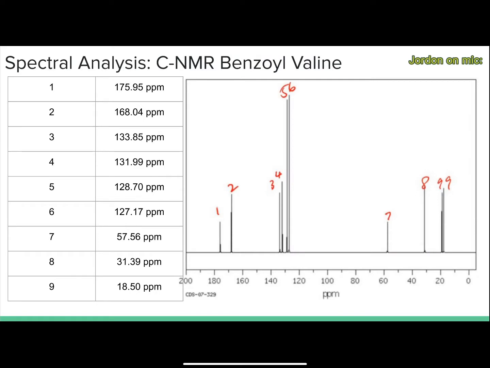For the carbon NMR of benzoyl valine, we have peak 1 at around 175 ppm, 2 at around 168 ppm, 3 at around 133 ppm, 4 at around 131 ppm, 5 at around 128 ppm, 6 at around 127 ppm, 7 at 57 ppm, 8 at around 31 ppm, and 9 at around 18.5 ppm.